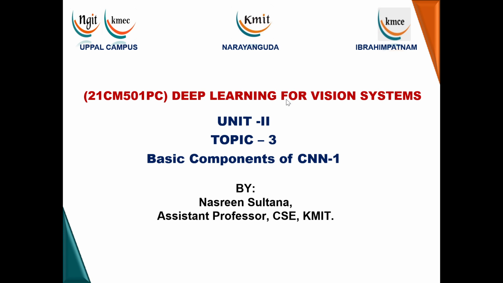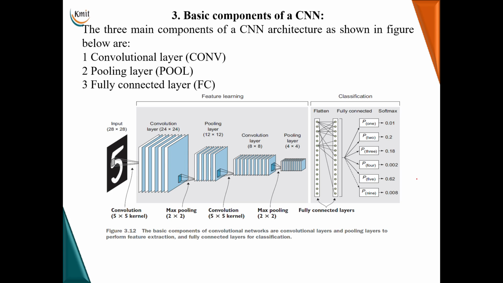Hello all. In today's session, we will talk about the basic components of CNN. In the previous session, we have seen the architecture of CNN, where we talked about how convolutional layers are used for extracting features of the image, and those extracted features are arranged in the form of a vector called the feature vector and are given as input to the fully connected layers, which are used for classification. So let us discuss the components.